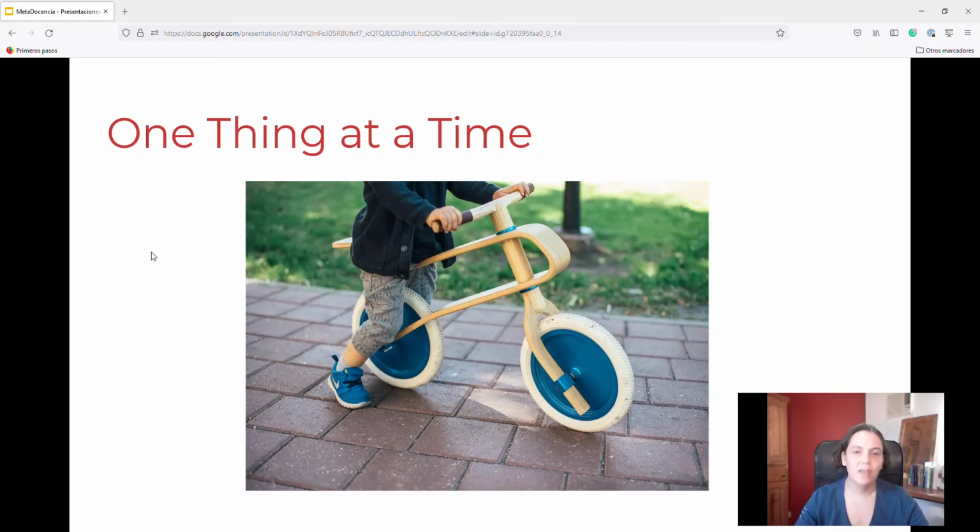Another way to handle and manage the cognitive load is to try to teach one thing at a time. For example, a balance bike, like the one you are seeing in the slide, helps you learn faster because you focus on balance and maneuvering, but you don't need to learn how to pedal at the same time. We can do exactly the same when we teach how to code.